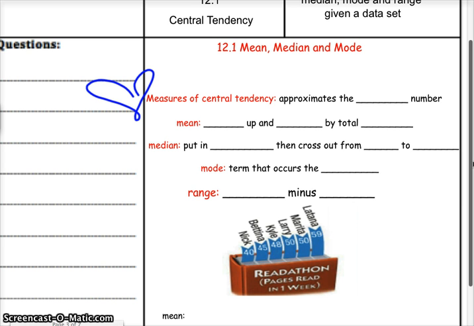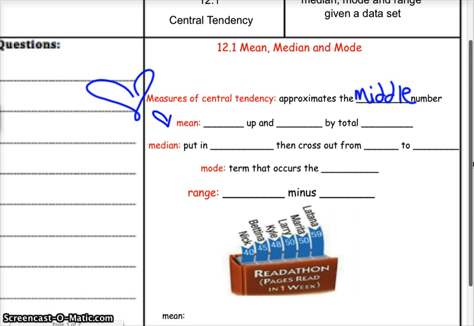Central, you think middle, it's the center. So it approximates the middle number. Measures of central tendency is a way to look at averages. And there are 3 ways that we can really look at the average. Actually, more like 4 ways that we can look at the average.